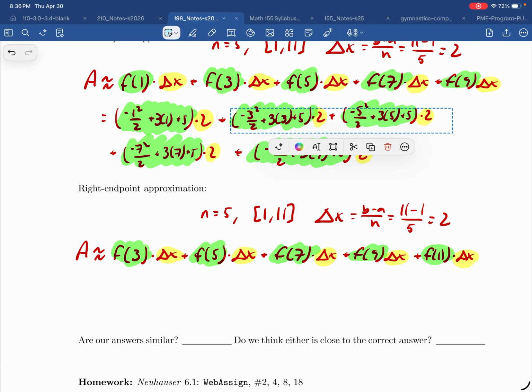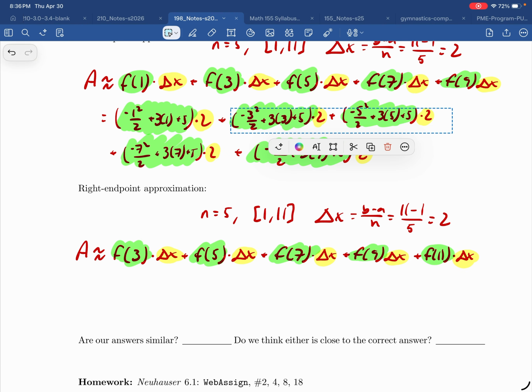Plus this. Plus, and then we have one more: negative 11 squared over 2 plus 3 times 11 plus 5. Oh, no, sorry, I lied, times 2. All right. So this is the f of 11, and this is delta x.